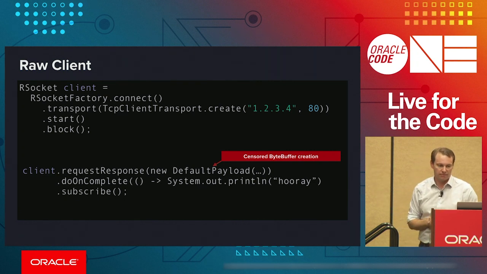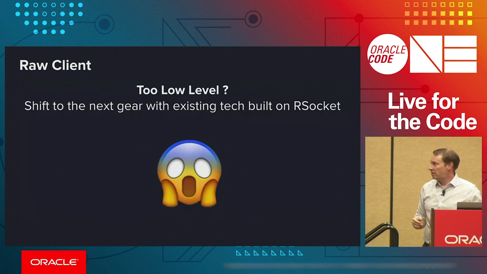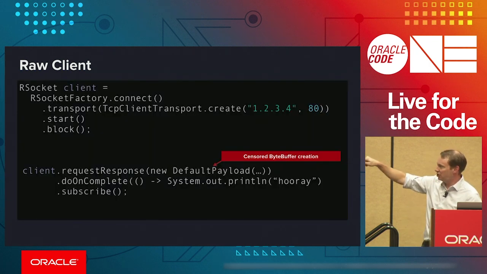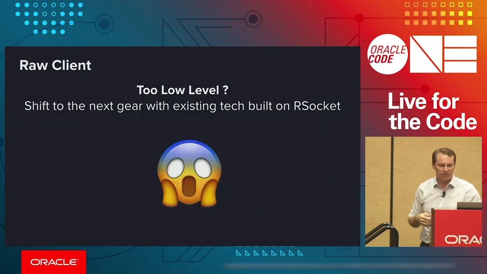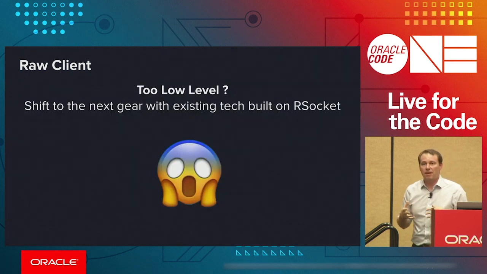And so this just goes. Now, it's pretty easy for you to say that this is too low level, right? We're managing request and response, we're managing this default payload, and we are responsible for doing the serialization of whatever our types are back into these byte buffers themselves. So one of the key things to remember is RSocket's flexibility means that it was designed to build other things on top of it.